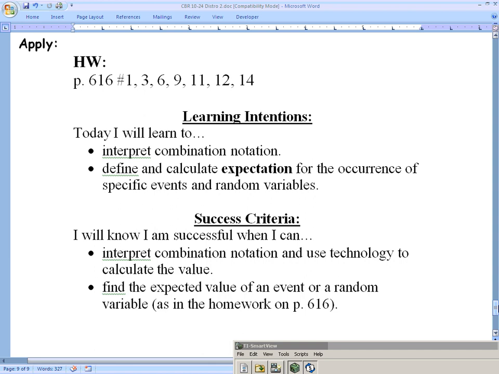All right, we've got some problems dealing with expectation in our book on page 616, and we will see you next time.